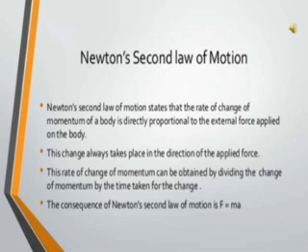Here, Newton's second law of motion states that the rate of change of momentum of a body is directly proportional to the external force applied on the body. This change always takes place in the direction of the applied force. This rate of change of momentum can be obtained by dividing the change of momentum by the time taken for that change. The consequence of Newton's second law of motion is F is equal to ma. Next, you are going to study how we can derive Newton's second law of motion mathematically.